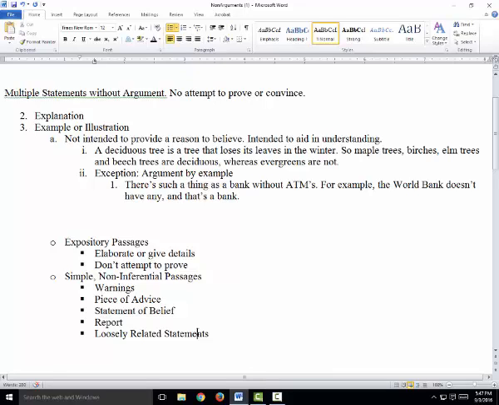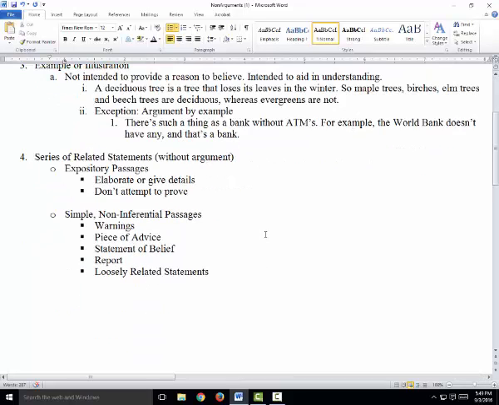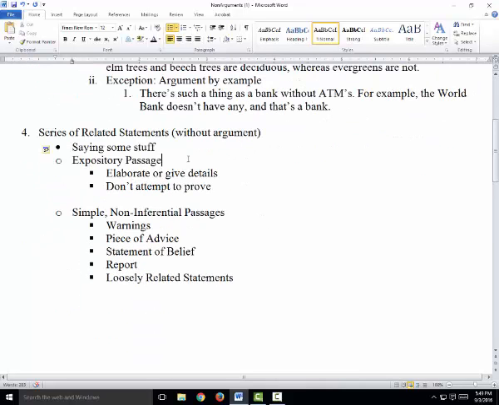But what they all have in common is that you have a series of related statements. These are passages that just tell you some stuff without doing anything special. There isn't anything that's a conclusion they're trying to prove, and they're not explaining anything or giving you an example of anything. So take an expository passage, for example. Instead of a conclusion, an expository passage will usually have a topic sentence, and the rest of the passage will elaborate or give details about the topic sentence.